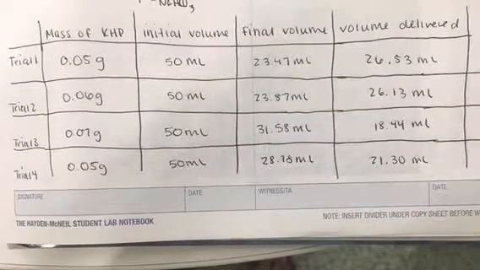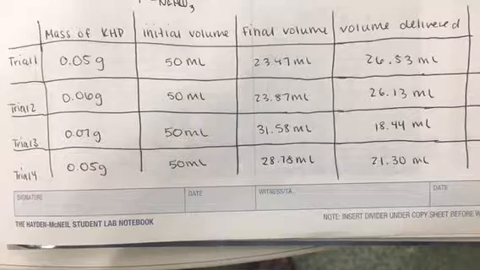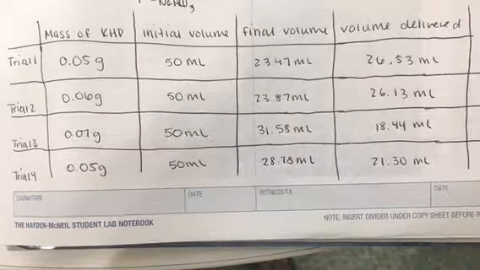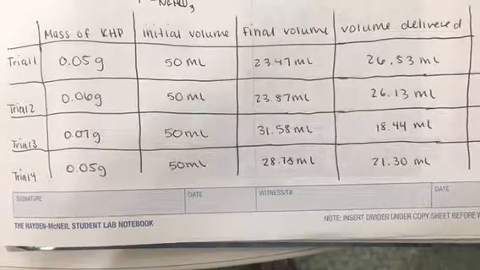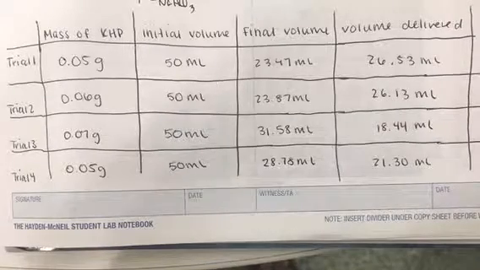These are our calculations of our KHP, mass, initial volume, final volume, and the volume transferred. As you can see, all of our volumes are measured to 2 decimal places.